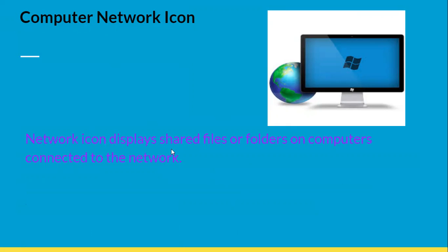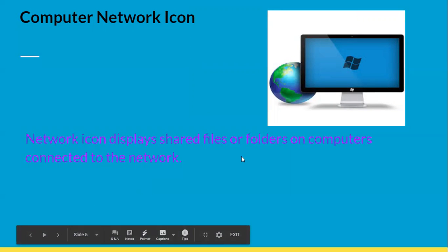Network icon displays shared files or the folders on a computer connected to the network. So we are connected, we have the network. So we are connected to which computers? We can share our files or folders, and all the shared files and folders we can see in the computer network icon. All this is present there. So is it clear about some icons we have studied? It's clear to all of you.